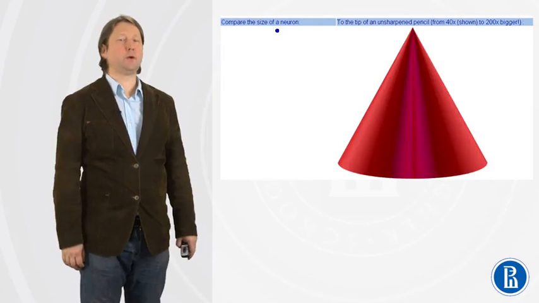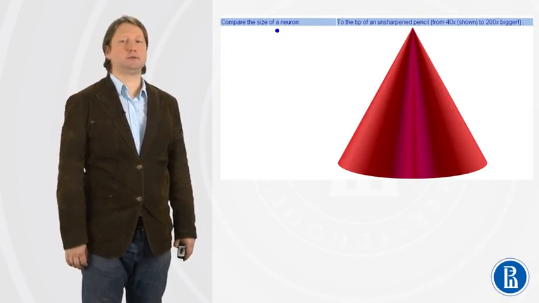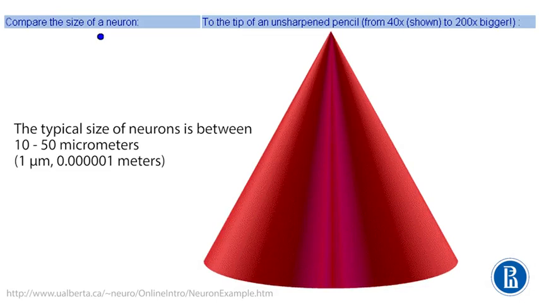Of course, it will be very interesting to investigate the activity of the single neuron during the decision-making process. It is quite a difficult task because neurons are quite small objects. The typical size of a neuron is between 10–50 micrometers. Here you see on this graph the very small object compared to the tip of a pencil. So how do we investigate the activity of this very small neuron?